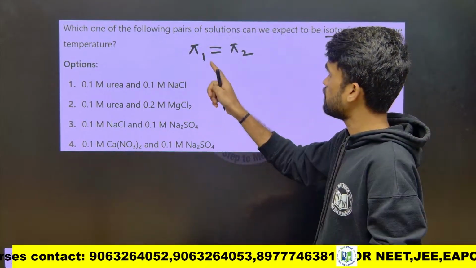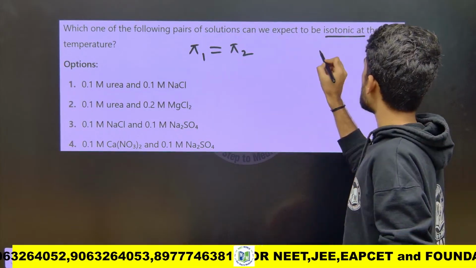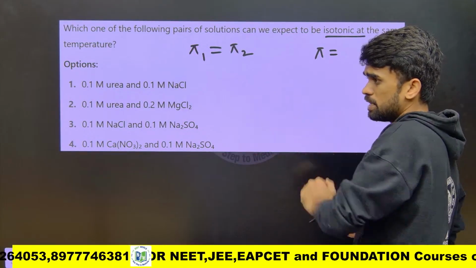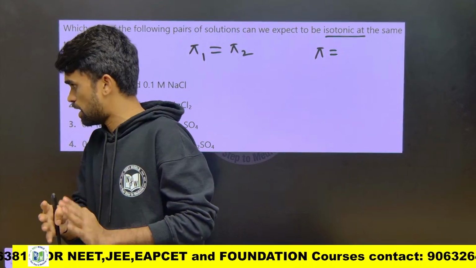See, pi 1 equals pi 2 means it is an isotonic solution. After completing this, yes, I will be taking both 11th and 12th parallelly. Just follow the classes.